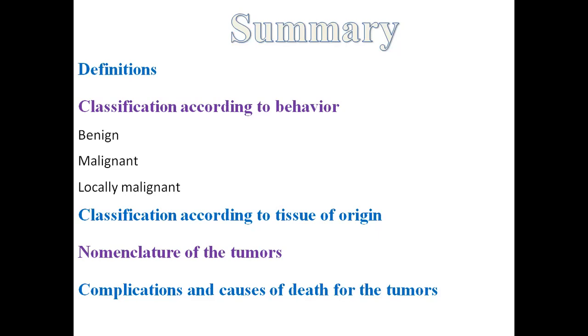And we classify the tumor according to behavior into benign, which has better prognosis, malignant, which has worse prognosis, and locally malignant, which is in between. And we classified the tumor according to the tissue of origin into epithelial and mesenchymal. And we outlined the nomenclature of the tumors, in which benign tumors have the word oma in the final part, while the malignant tumors have the word carcinoma if the tumor arises from the epithelium, or sarcoma if the tumor arises from mesenchymal tissue.